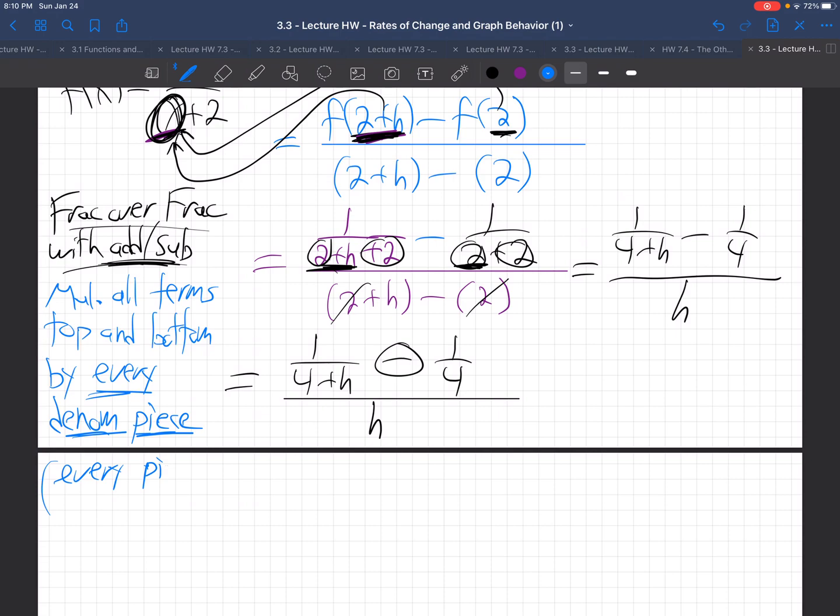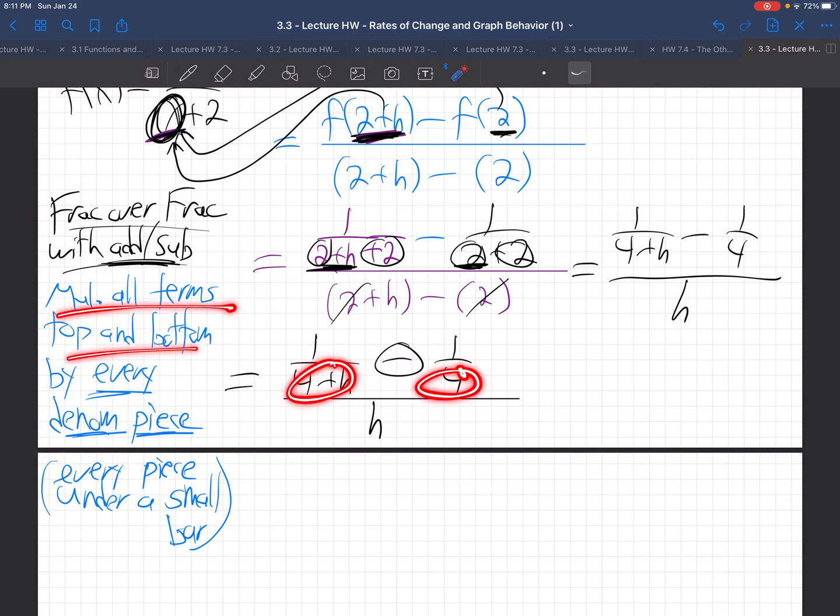Every piece under a bar. Well, under a small bar. Under a small bar. Meaning, I'm not going to take this h. He's the entire denominator. I'm not talking about him. I'm talking about these little denominators.